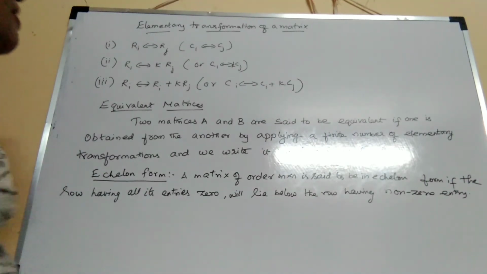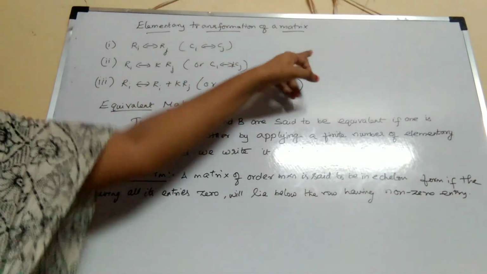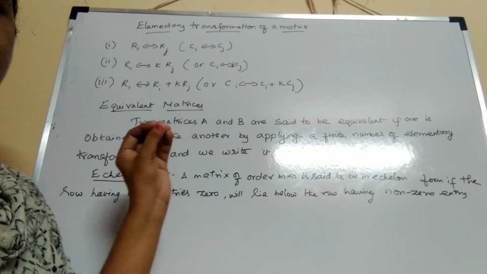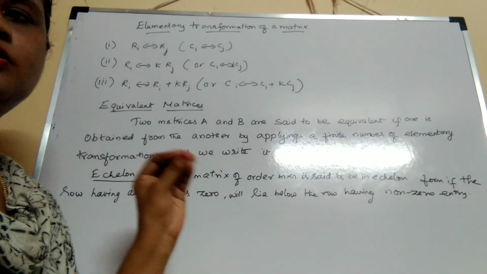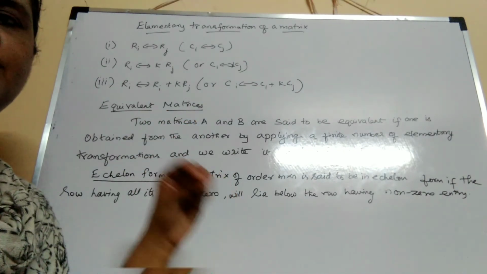Okay, listen to the next topic for 12th standard: elementary transformation of the matrix. What is this transformation of a matrix? That is interchanging the rows and columns. So rows by another rows interchanging, and then column by another column. Like that, you can interchange the ith row with the jth row, or the ith column with the jth column.